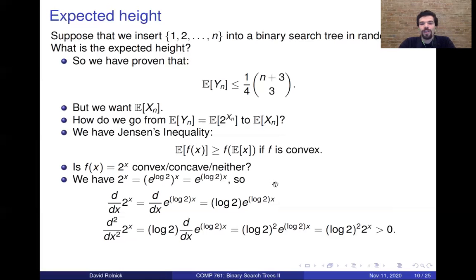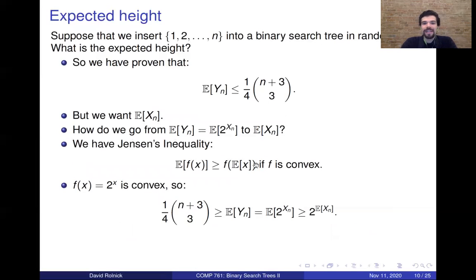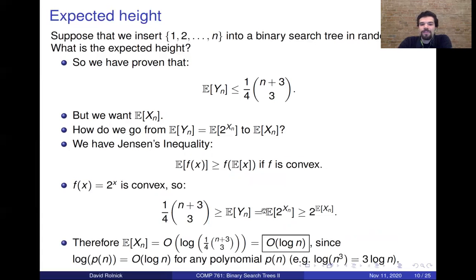Okay. So it's convex, which means that this is greater than or equal to the expected value of y, which is equal to, just substituting back in, the expected value of 2 to the x, which is greater than or equal to 2 to the expected value of x. That's just applying Jensen's inequality. And now we're done. We can take the log of both sides now, and we get the log of n cubed, roughly.